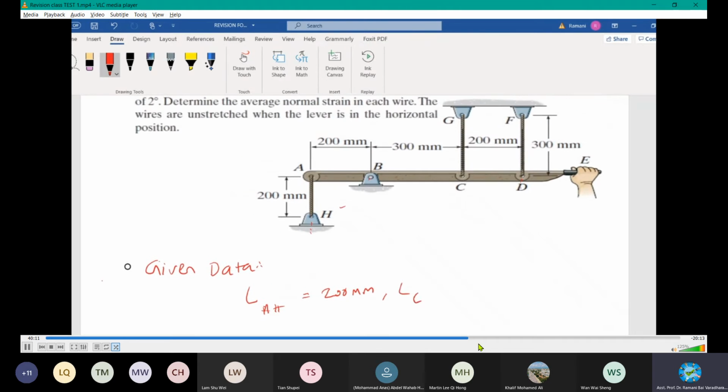Original length of GC before applying load. Original length of GC will be, how much is it? Anybody? Original length of GC will be 300 also. Okay, you can even put equal to 300 mm, same. That we must know.